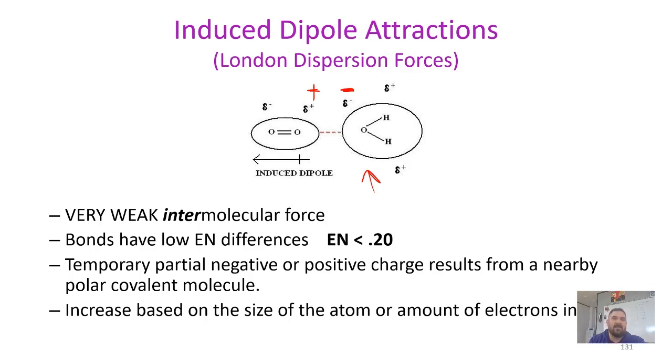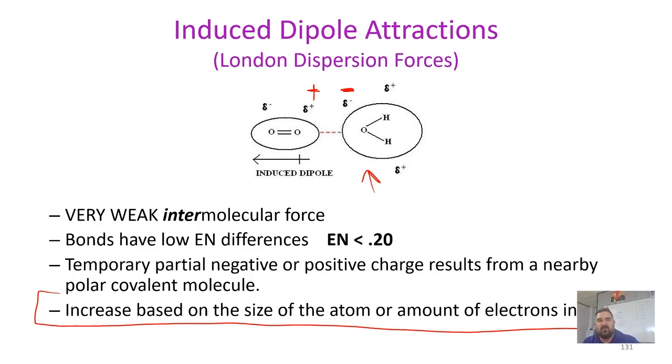All right, last thing I'm going to have you guys write about induced dipole attractions is they increase based on the size of the atom or the amount of electrons involved. So having more electrons move over to the other side creates a larger induced dipole. The way this was questioned on the last ACP was they showed molecules like this, and then they asked which one has the greatest London dispersion force.